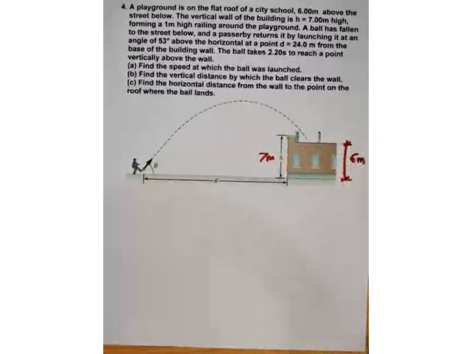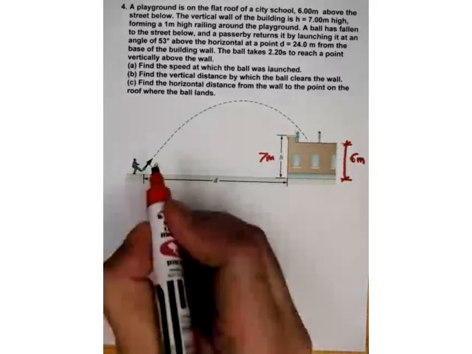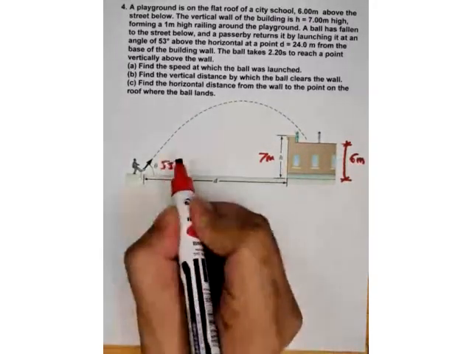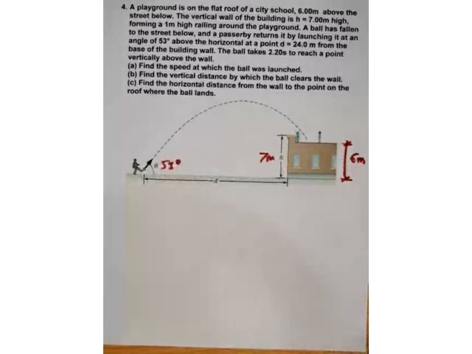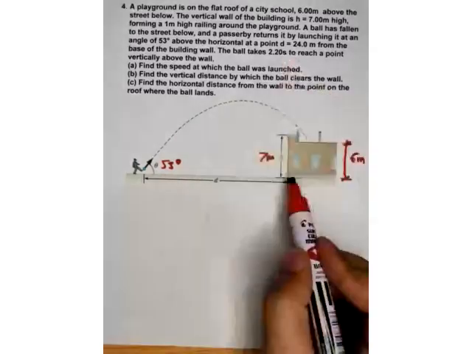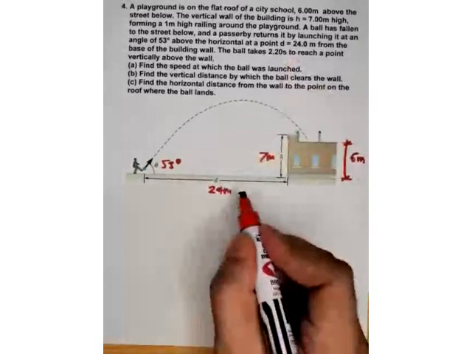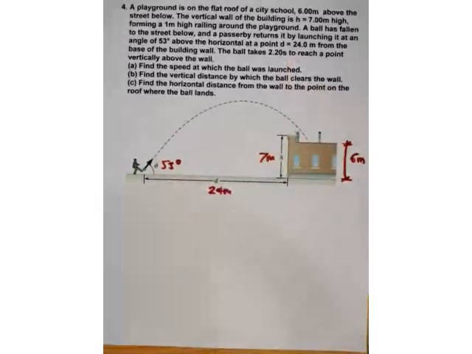A ball has fallen to the street below and a passerby returns it by launching it at an angle of 53 degrees. So, may naglalakad, may nahulog na bola, tapos pinulot siya nung dumadaan, tapos sinipa siya with an angle of 53 degrees. At ang layo niya from the wall is 24 meters. Ayan. So that's D. Okay, the ball takes 2.2 seconds to reach a point vertically above the wall.